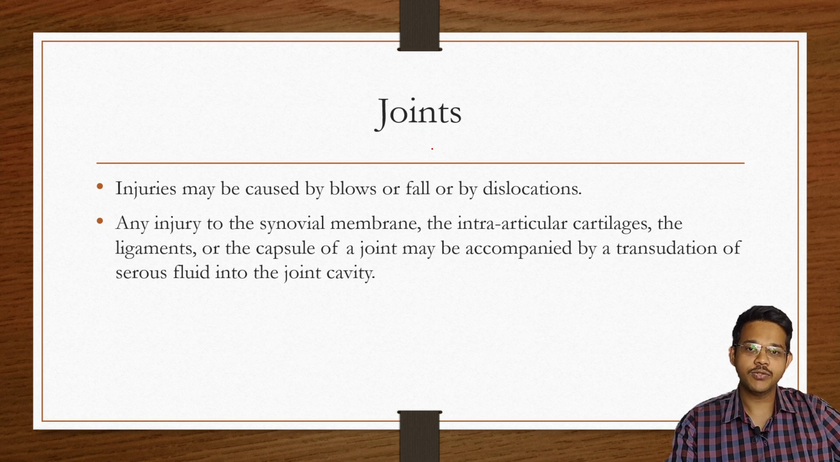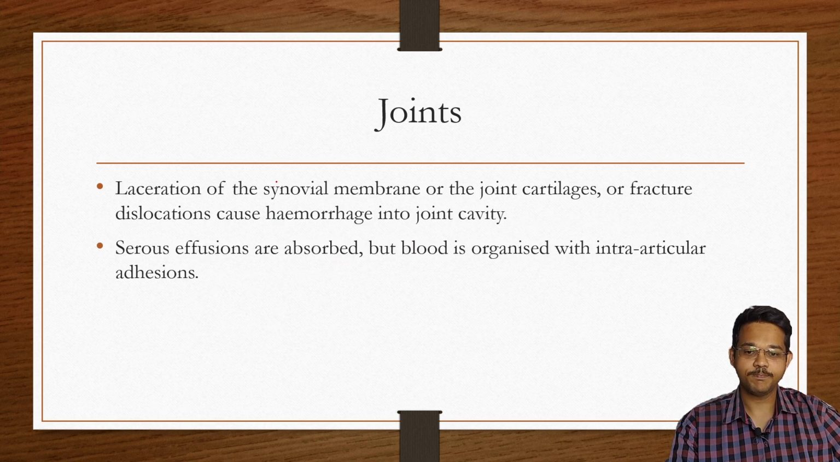Now coming to injuries to the joints. Injuries may be caused by blows or falls or by dislocation. So any type of blow to the joint may cause injuries. Any injury to the synovial membrane, interarticular cartilage, the ligaments, or capsule of the joint may be accompanied by transudation of serous fluid into the joint cavity. So any direct force to the joints may cause transudation of serous fluid.